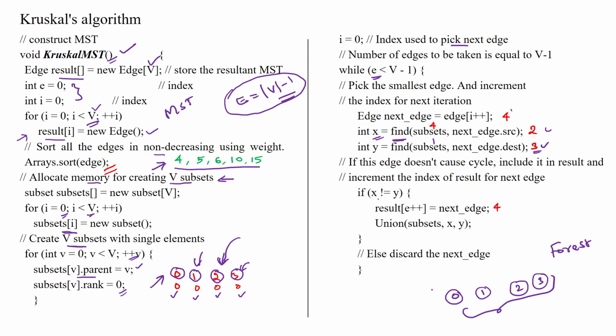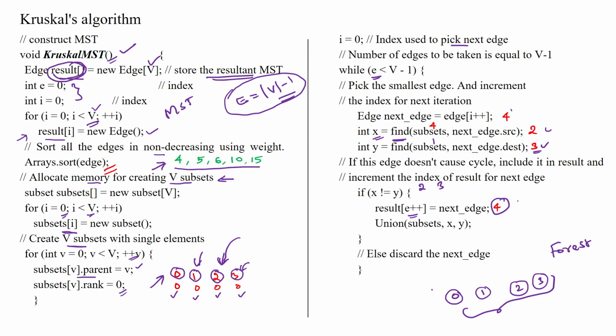So now x not equal to y. Here this is true. x is 2, y is 3, so this is true. If it is true, the resultant edge is incremented by 1. So now we are going to add that edge value 4 into the minimum spanning tree. So result is the variable which is storing the minimum spanning tree.